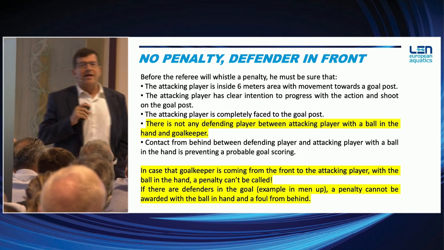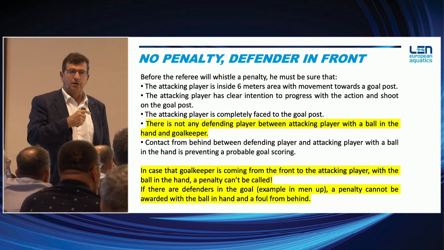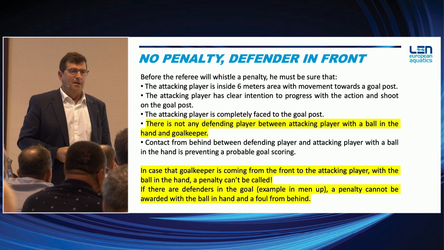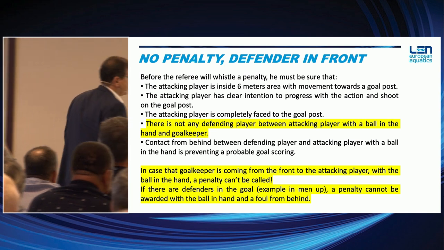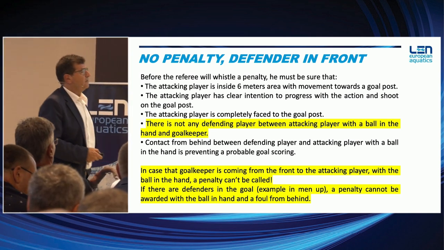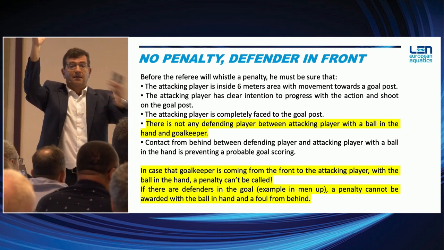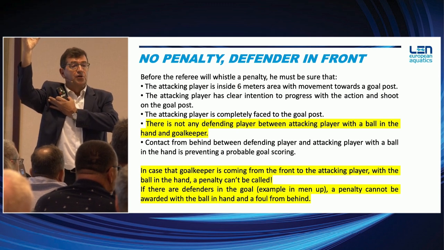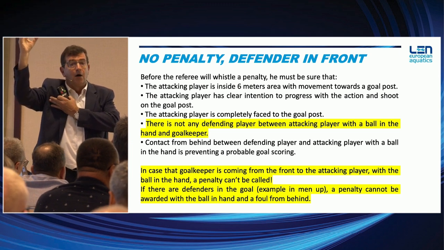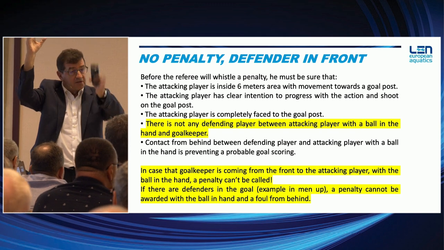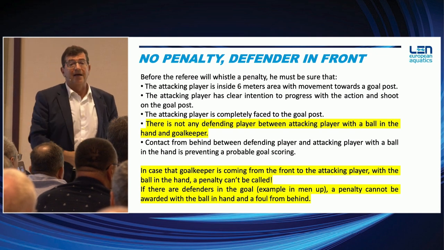But when there is a defender in front between the shooter and the goal, it cannot be a penalty. We can see some examples. The same, if the goalkeeper is coming from the front and the attacking player has the ball in the hand, if he touches the attacker, it's nothing, because the foul is from in front. Only when the attacker has the ball facing the goal is it a penalty when the foul comes from behind.